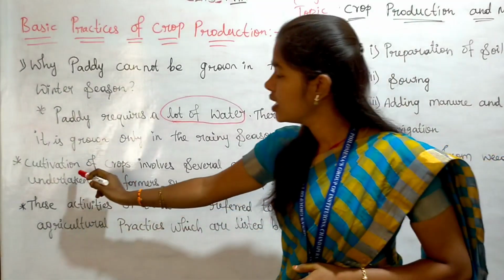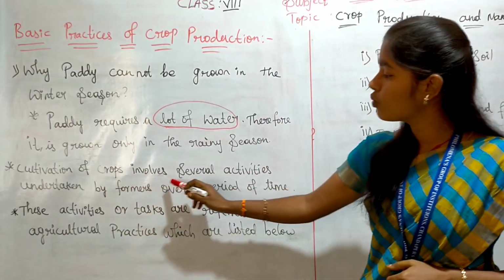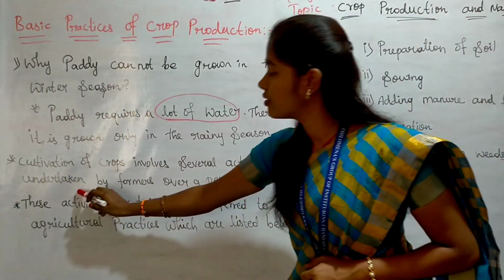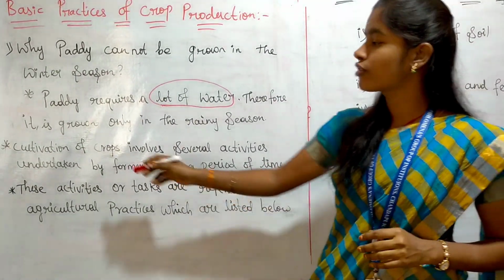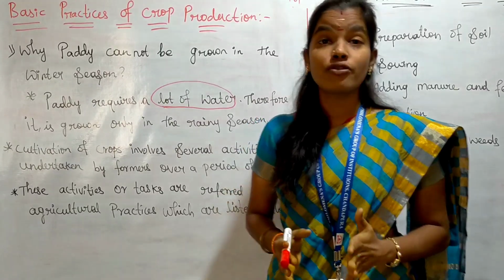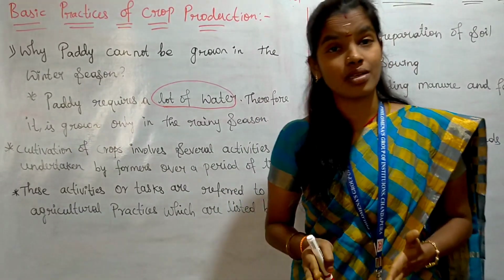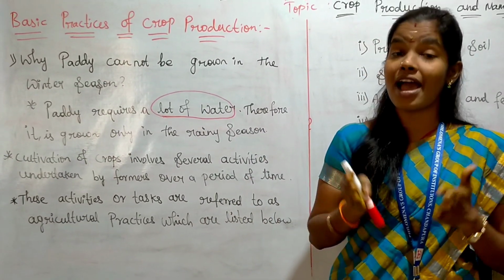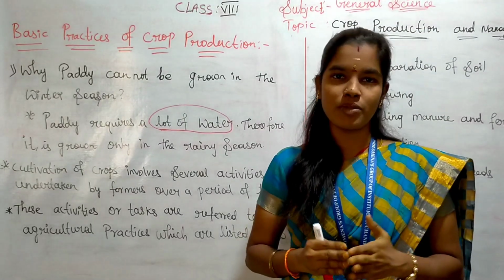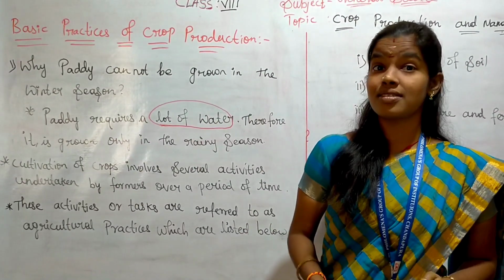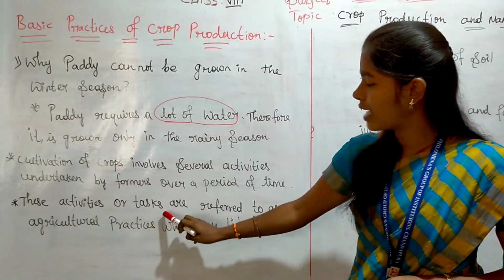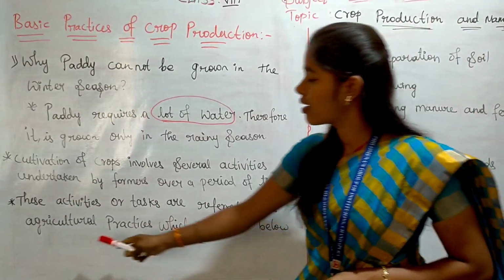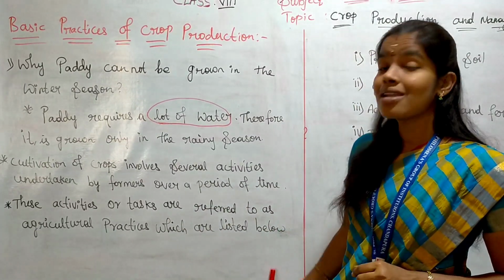Cultivation of crops involves several activities undertaken by farmers over a period of time. It is not a single step. It involves several activities done by farmers. What are those activities? In this session, we will discuss those activities. These activities or tasks are referred to as agricultural practices, which are listed below.